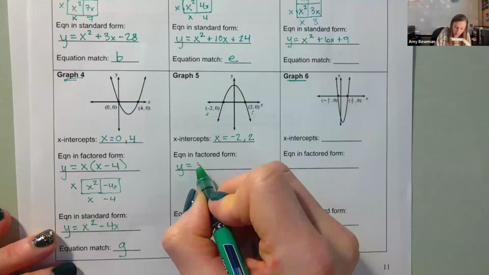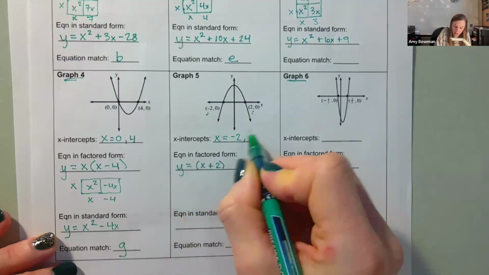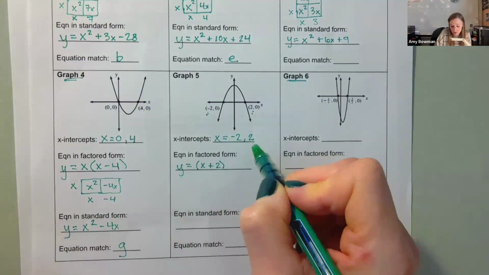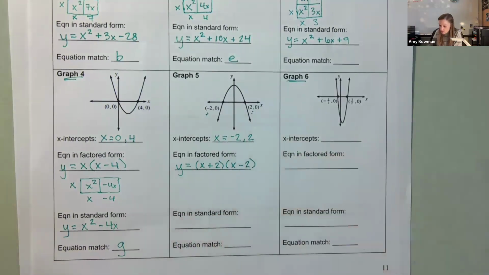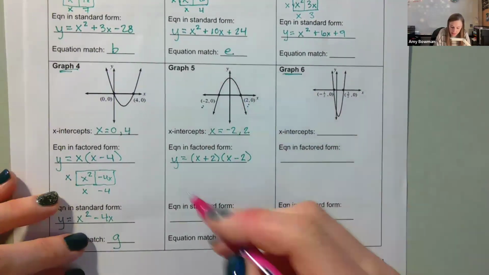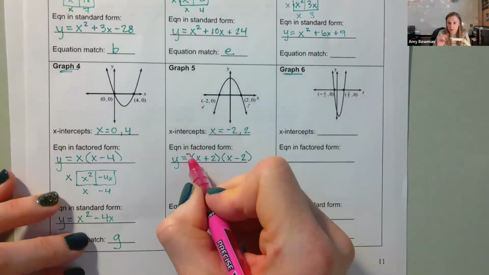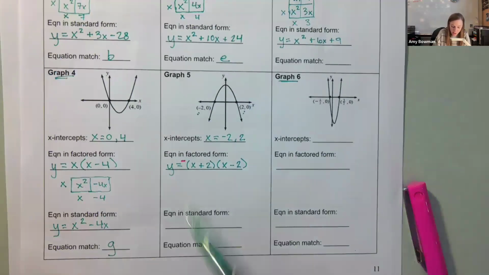So that would generate the factor x plus 2. And the second factor, since we have the x-intercept of +2, would be x minus 2. But we have talked about the fact that this parabola opens down, which means that there is a negative out front of this. So this negative, when we put this in standard form, I'm going to leave the negative out of it at first, but just a reminder that that negative has to be there in order for this to open down.